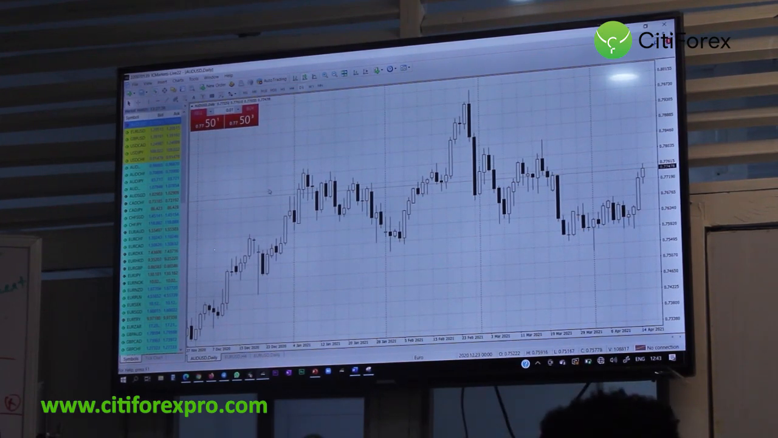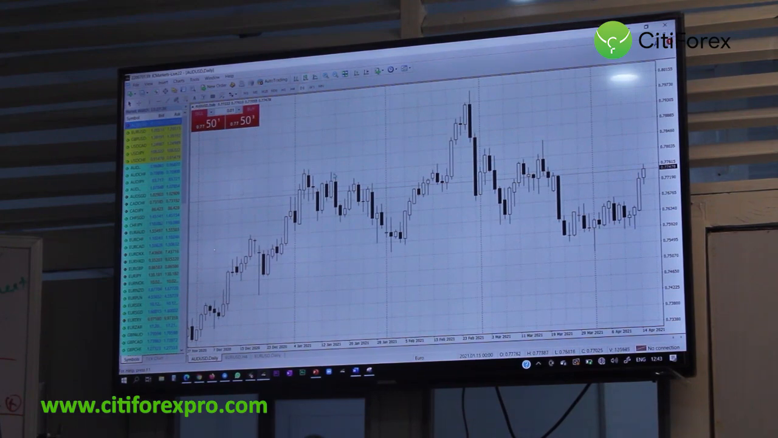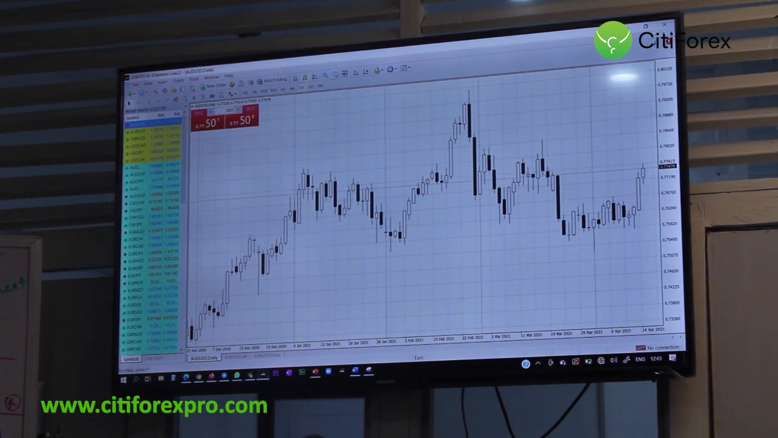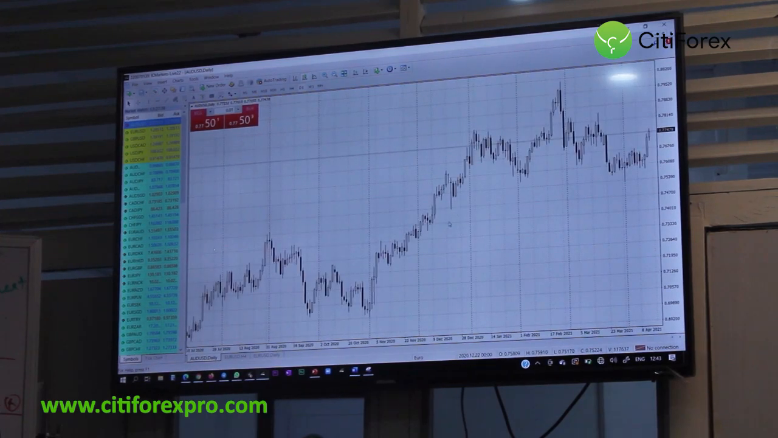So, just observe what I'm going to do now. This is the daily time frame, right? So what I'm going to do is very simple. I'm going to look at my chart.